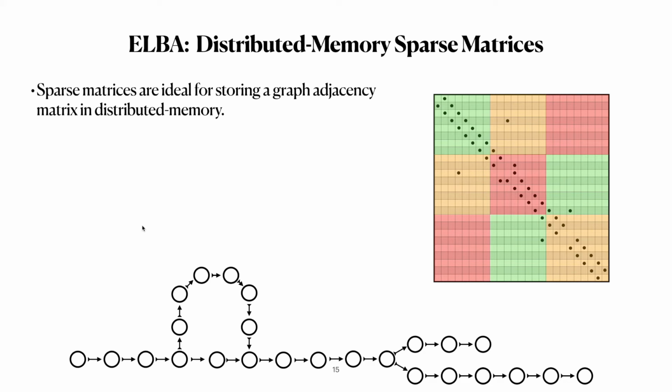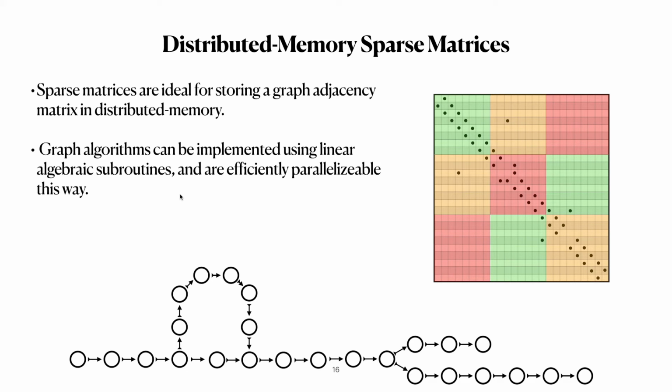The workhorse of ELBA is the distributed memory sparse matrix. Sparse matrices are ideal for storing graph adjacency matrices in distributed memory, because real-world graphs in general show high sparsity, and additionally, graph algorithms can often be implemented using specific linear algebraic subroutines like matrix-matrix multiplications, matrix-vector products, and such. And these sorts of linear algebra kernels can be efficiently parallelized and optimized. So this provides a very good groundwork, or a very good base for ELBA's Contig Generation step.